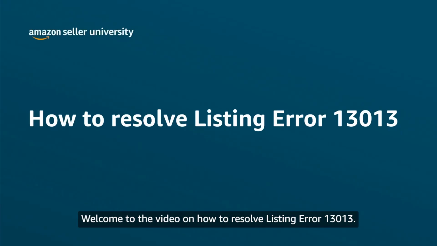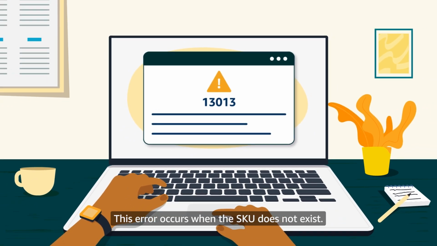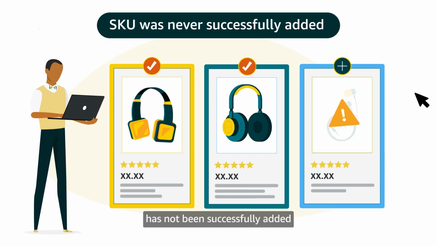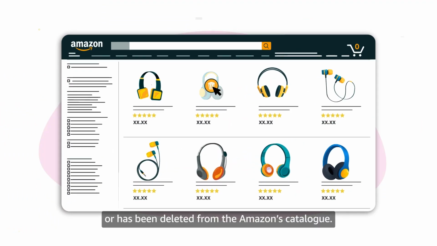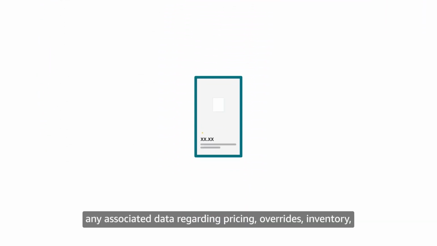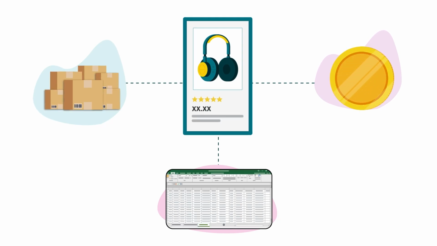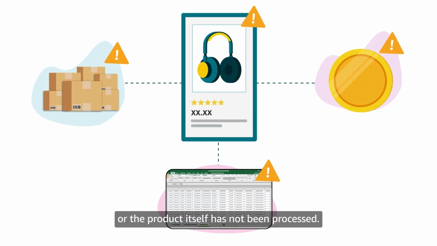Welcome to the video on how to resolve listing error 13013. This error occurs when the SKU does not exist, which means that the provided stock keeping unit has not been successfully added or has been deleted from the Amazon catalogue. As a result, any associated data regarding pricing, overrides, inventory, or the product itself has not been processed.